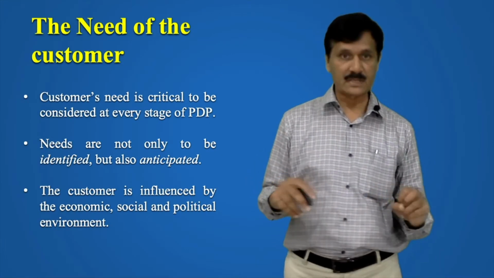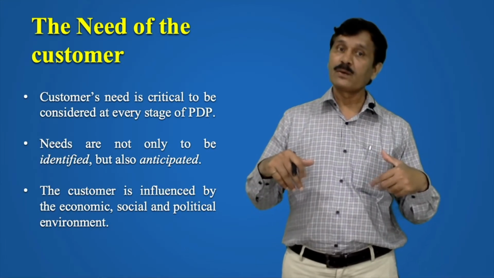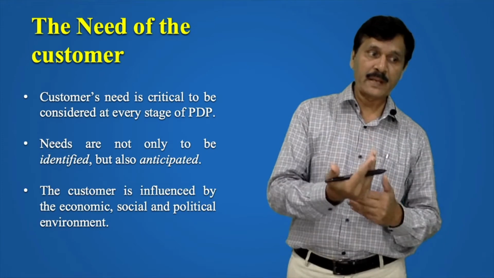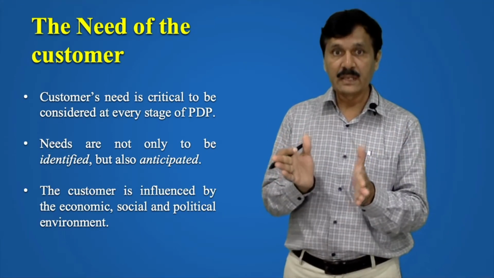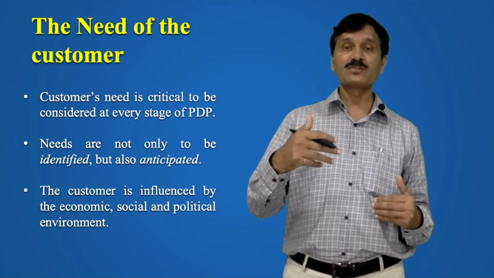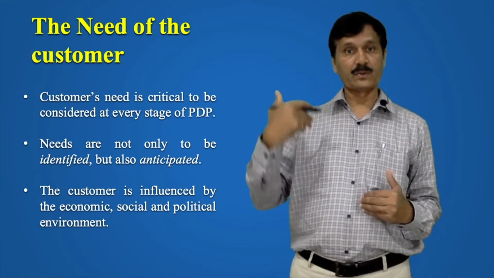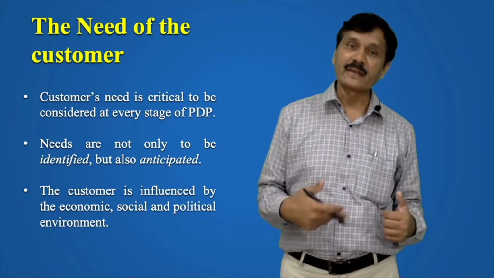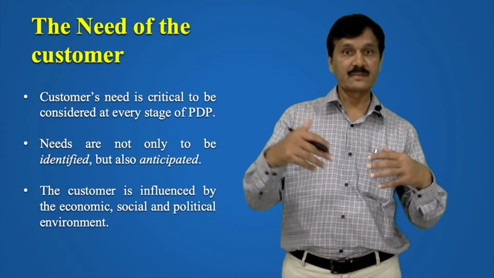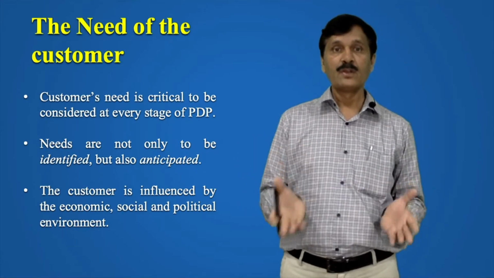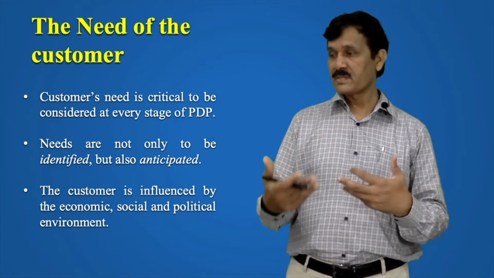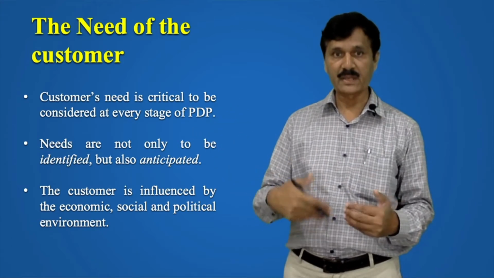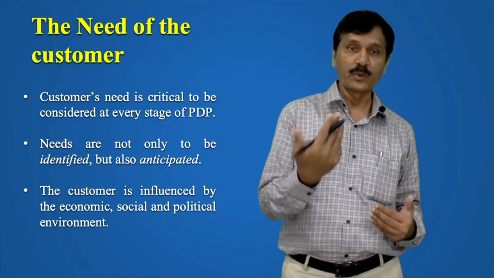And you know that customers' needs are not only identified, but they are anticipated. That is, you have to keep in mind what the need is and in what way the need is going to behave in the near future. For example, nowadays, you can say that for sanitizers and masks, the need is there and people have anticipated this. So a large number of people have modified themselves, their facilities, to produce more and more sanitizers because they have anticipated that the demand is going to increase.